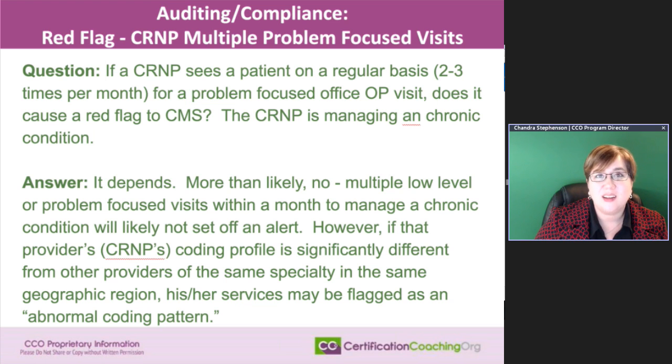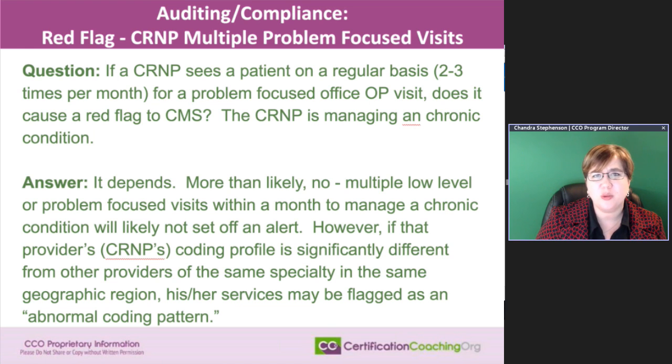Well, the answer is it depends. More than likely, no. It's not going to generate a red flag or create an issue, because there may be a reason that patient needs to be seen a couple times a month for their particular chronic condition. The situations where it may cause a red flag: 1, if you're billing incident 2. You've got to make sure that you're meeting those incident 2 requirements. By that I mean it cannot be a new problem to the nurse practitioner. They cannot change the treatment plan. The treatment plan has to have been established by the physician, and all of those different incident 2 rules.